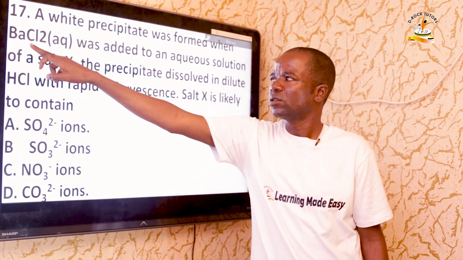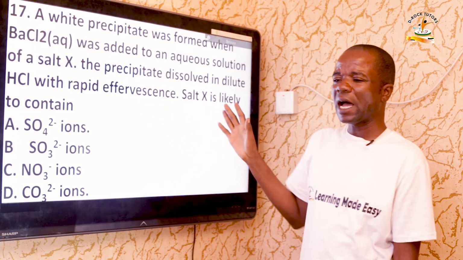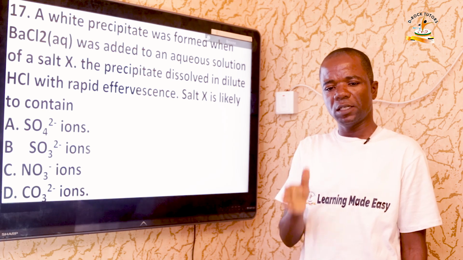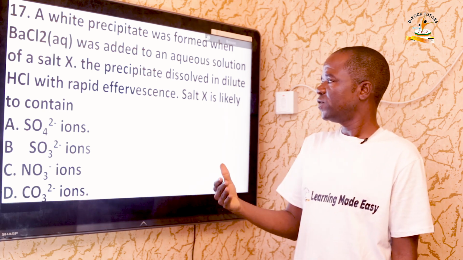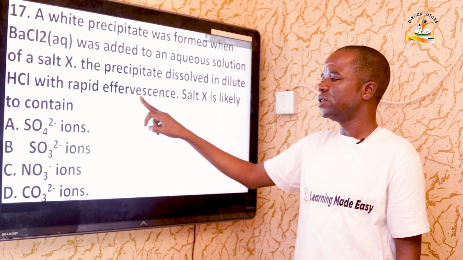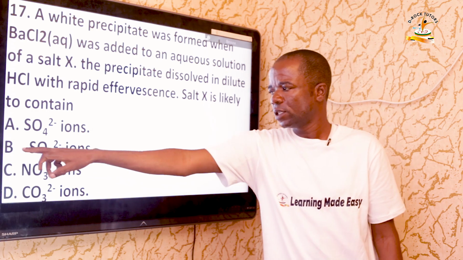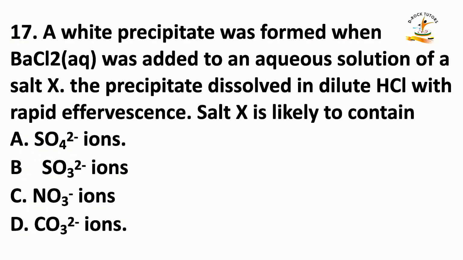If you make use of barium trioxosulfate(V), a white precipitate will also be formed, but on addition of dilute nitric acid, that's HNO3, an effervescence occurs, and that gas that is given off during the effervescence will be sulfur(IV) oxide gas, SO2. The correct answer for this is option B. Number 17 is option B. Let's go to number 18.